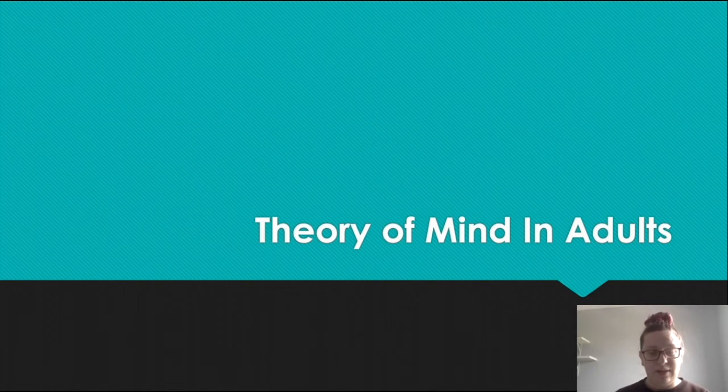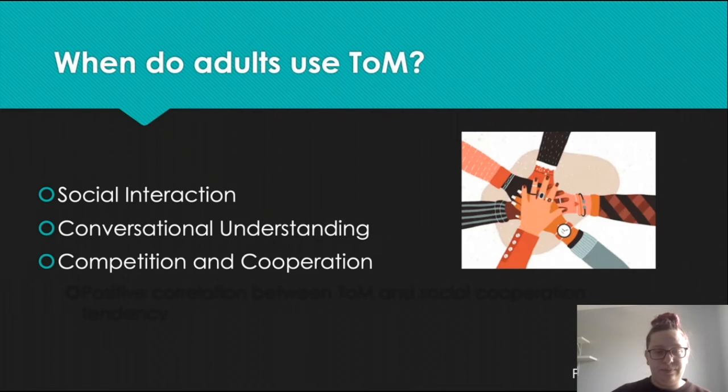Once theory of mind is developed, how is it used in adults? Adults are constantly using theory of mind for social interaction. Theory of mind is important when having conversations with others. Some research suggests that you need to be able to conceptualize what another person knows in order to successfully communicate with them.